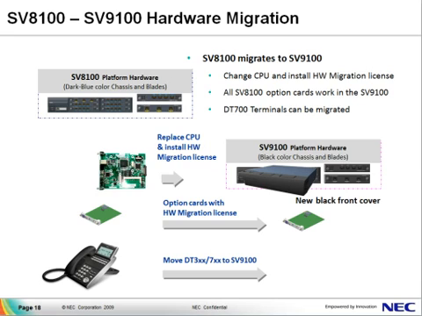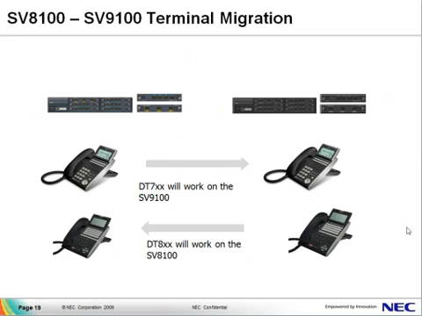So if you wanted to migrate an SV8100 system to an SV9100, you need to change the CPU and install a hardware migration license. Then all your SV8100 optional cards should work on the SV9100. Once this is done also, DT700 terminals could be migrated from your SV8100 system to the new SV9100 also. Just to be clear on terminal migration from SV8100 to SV9100, the DT700 range of handsets will work on the SV9100, and similarly DT800 range of handsets will work on an SV8100.